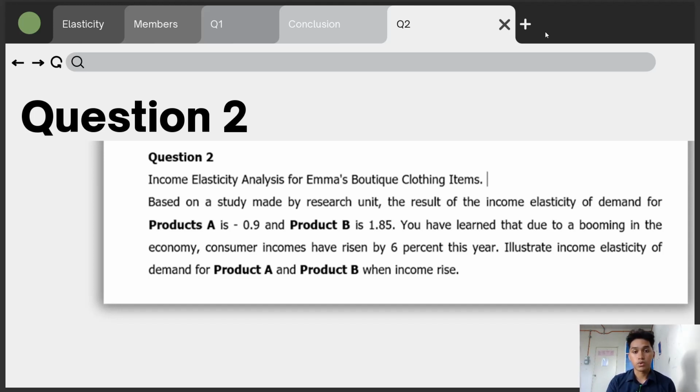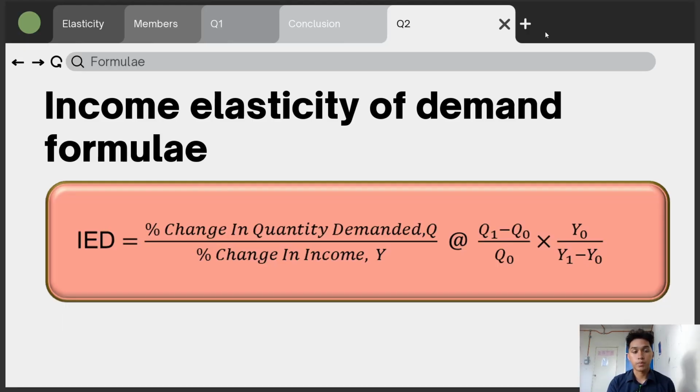Before we go into further explanation, we have to know the basic concept, or the formula, to find the income elasticity of demand. First of all, this is the formula. IED equals the percentage change in quantity demanded divided by the percentage change in income. Or in a simpler form, Q1 minus Q0 divided by Q0, times Y0 divided by Y1 minus Y0. Now we have the concept.